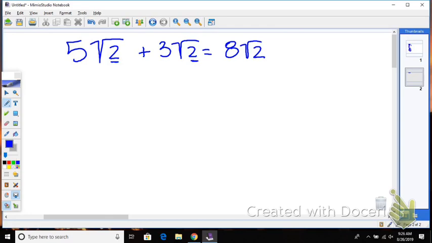Okay, so let's look at this one. If I have 2 times the square root of 48 minus 3 times the square root of 27, they both have square roots, so that's good, but the number underneath the radical is different. So right now I can't do it.